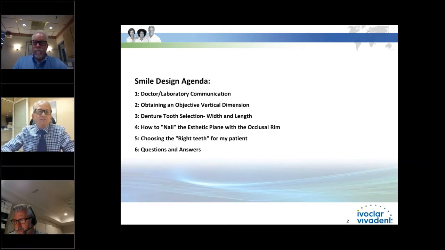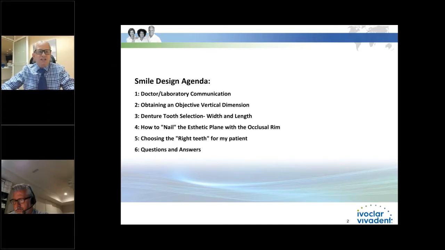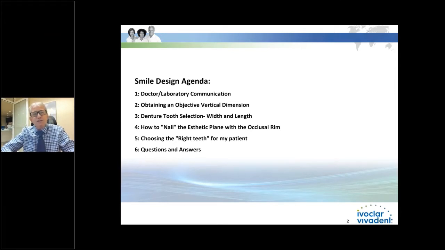The agenda tonight is really a good one. We've made removable such a challenge that it's time to make it simple. It's really not as hard as we've all been taught. So we will be talking doctor laboratory communication. I think that's the most important thing, and to have the tools to do that. We're also going to try to come up with a way of making an objective vertical dimension. It is such a subjective category that I think when I get to that section, you'll remember dental school and how that was all presented to you.